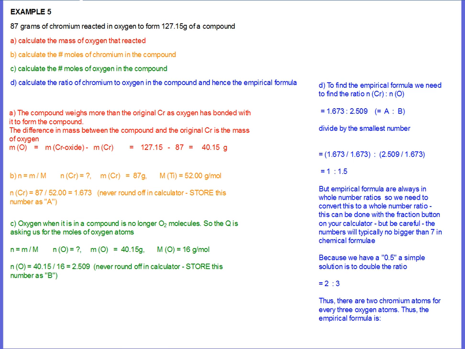And that tells us there are 2 chromium atoms for every 3 oxygen atoms, or 2 chromium moles for every 3 oxygen moles, and therefore the simple empirical formula for this compound is Cr2O3. And once again, we figured out the empirical formula of a compound by looking at the masses in that particular compound.